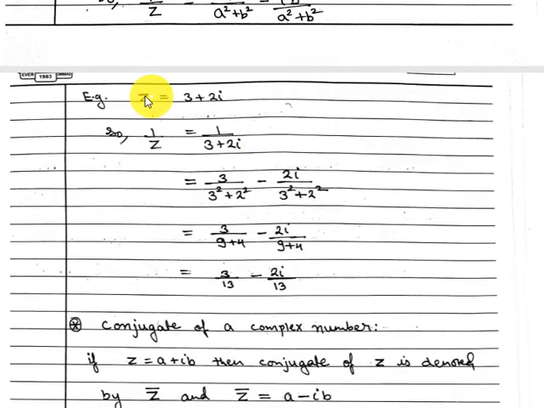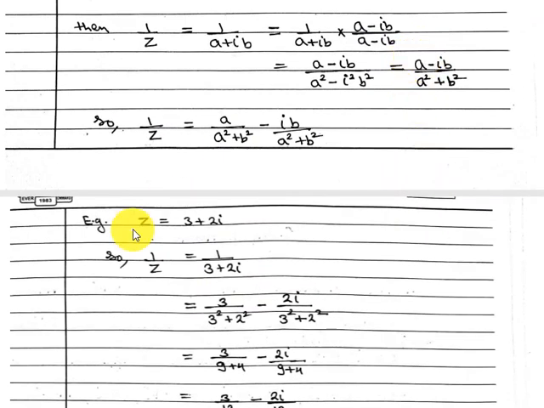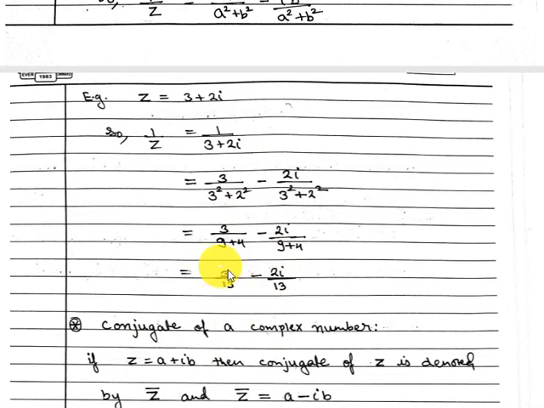So here in place of a we have 3, and in place of b we have 2. When we have to write the reciprocal, 1 by z will be equal to a, that means 3, and down we have to write a square plus b square, so that means 3 square plus 2 square, minus sign, then your b has to be written, then i, upon this a square plus b square, that means 3 square plus 2 square. Evaluate it, and you will get 3 upon 13 minus 2i upon 13.